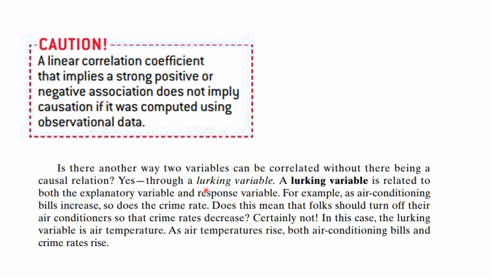There's another way that variables can be correlated without there being a causal relationship, and that's what we call a lurking variable. A lurking variable is related to both the explanatory variable and the response variable. For example, as air conditioning bills increase, so does the crime rate. Does that mean that folks should turn off their air conditioners so that the crime rate decreases? Certainly not. In this case, the lurking variable is air temperature, and as air temperature rises, both air conditioning bills and crime rates rise.